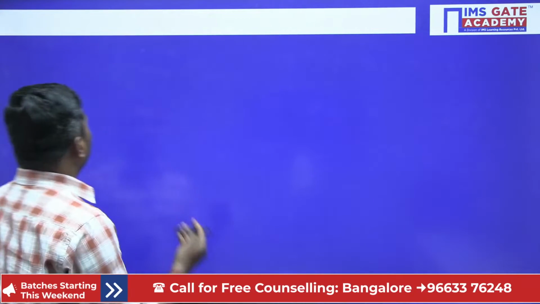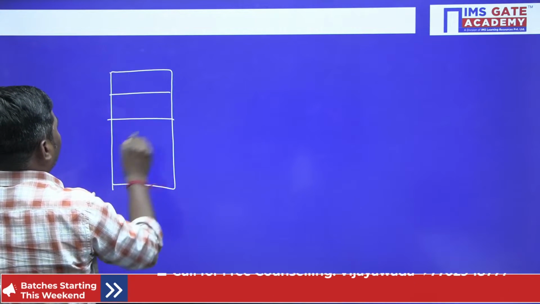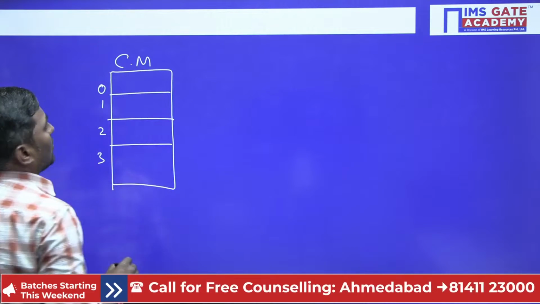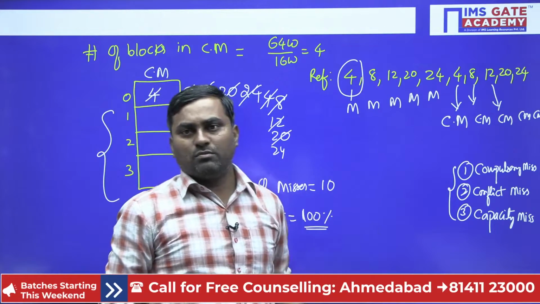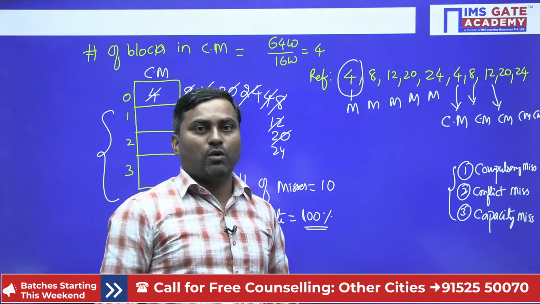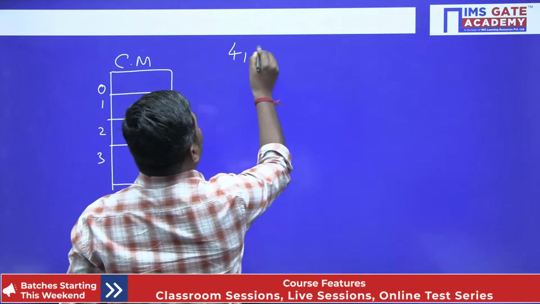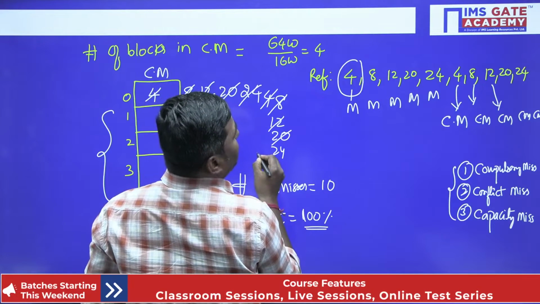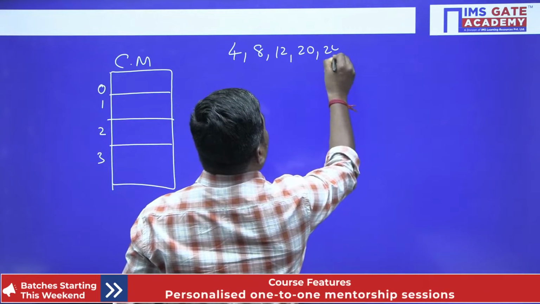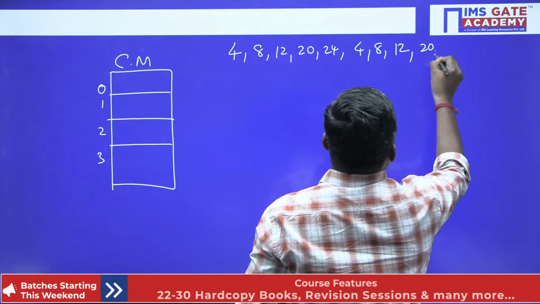Let us observe. Take these cache blocks: 0, 1, 2, 3. Initially the cache memory is empty. Suppose we say that when a reference comes, choose any free cache block for loading. What are the references? I am writing 4, 8, 12, 20, 24.